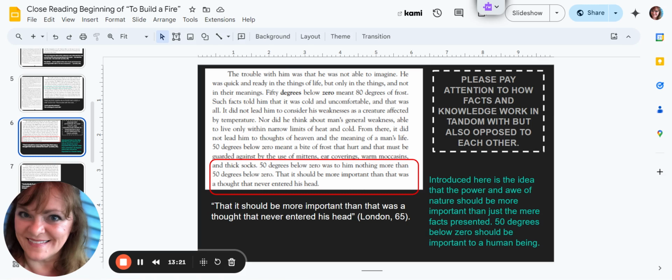This guy doesn't realize it, but the author is pointing out to us that nature, the power and awe of nature, is more important than just the facts about nature. And it's pointed out that 50 degrees below zero should be important to a human being. Might not be important to this guy, but we need to understand as the reader that is more important. Just seeing something on a thermometer is one thing, but understanding the danger that that presents is important in this story.